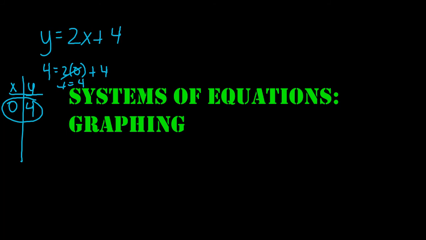Can you come up with another solution for the equation y equals 2x plus 4? Specifically, if I give you an input of 6, an x value of 6, can you tell me what the corresponding output or corresponding y value would have to be? Right, so if I plug 6 into my equation, I'm going to get 2 times 6 plus 4 is equal to y, which is going to give me 12 plus 4, which is going to give me 16. So input 6, output 16.